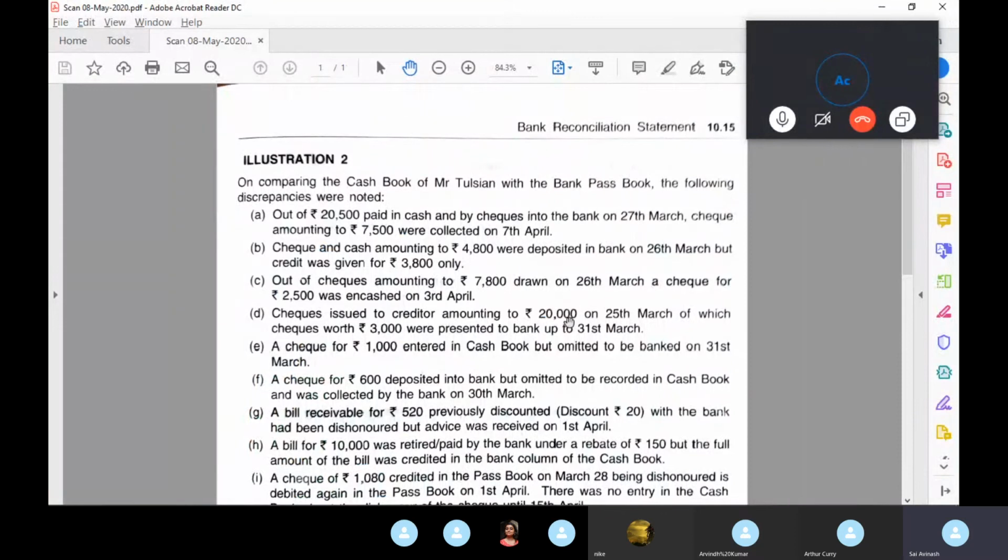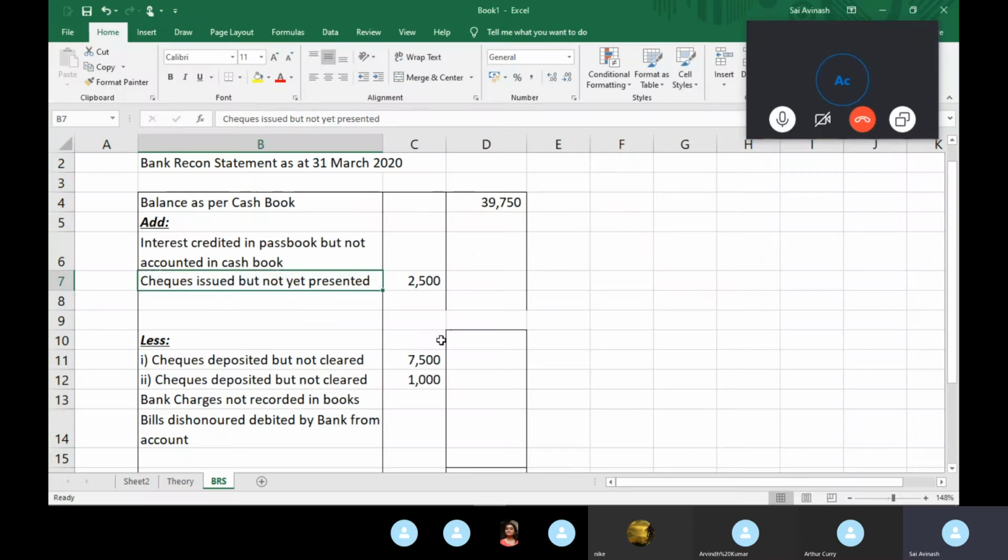Checks issued to creditors amounting to 20,000 on 25th March, of which checks worth 3,000 were presented to the bank up to 31st March. So until 31st March, only 3,000 was recognized and paid by the bank. So the balance 17,000 worth of checks that I have given, which means I would have reduced the value in my books, but they have not been encashed yet as of 31st March, which means the bank has not paid the money. So the bank still has money, but my books would have reduced in value. So my cash book is lower than my bank, which means I have to increase my cash book to match with my bank. Right? So I'm increasing.